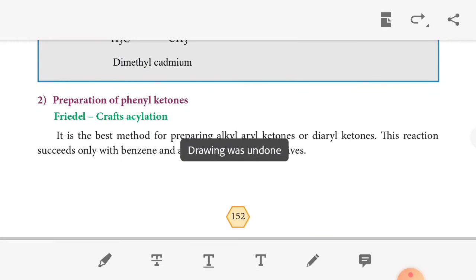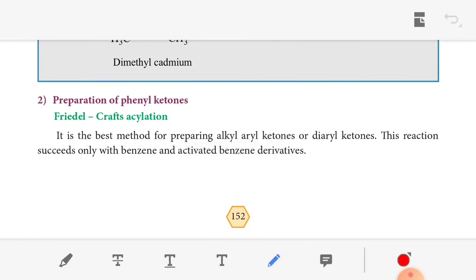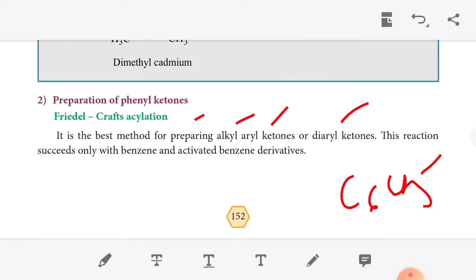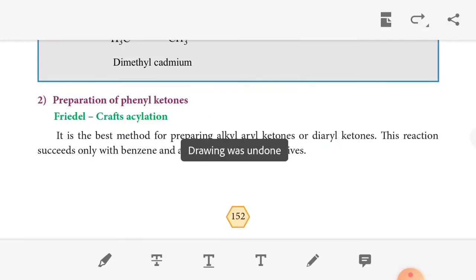The next, preparation of phenyl ketones. Phenyl ketone means it is an aromatic ketone. Okay, so this is the Friedel-Crafts acylation reaction. In this method, we prepare alkyl aryl ketones, where alkyl means aliphatic and aryl means aromatic. A diaryl ketone consists of two C6H5 groups, called diaryl. This reaction succeeds only with benzene and activated benzene derivatives.